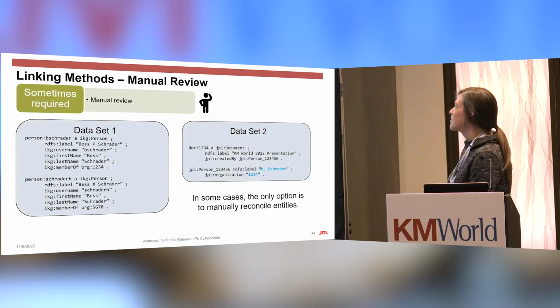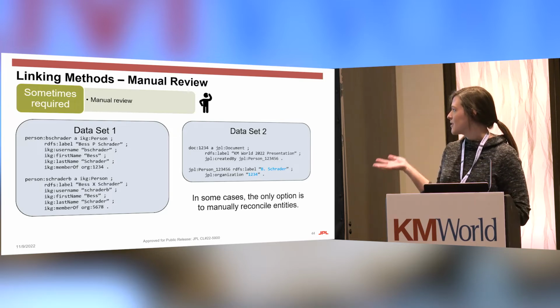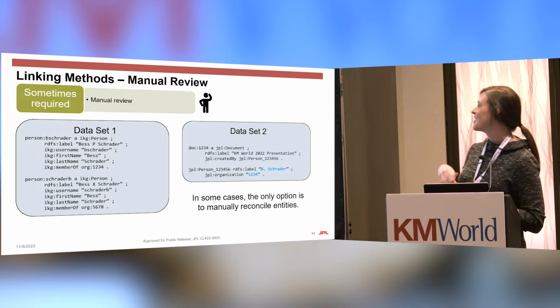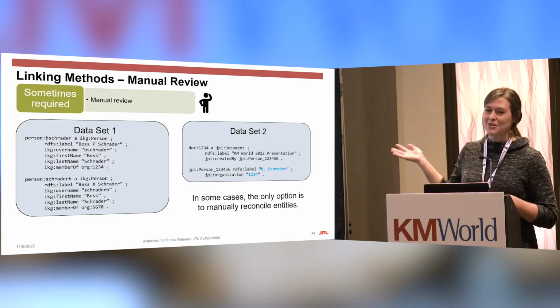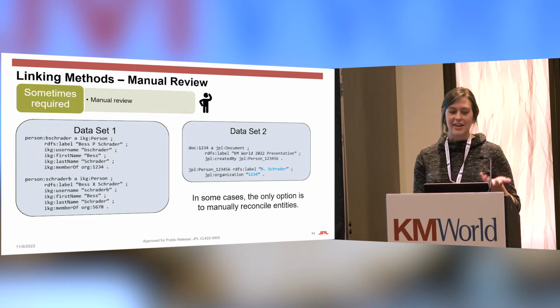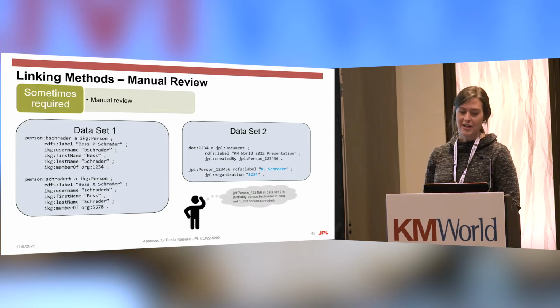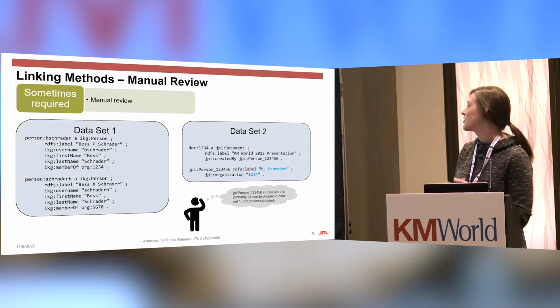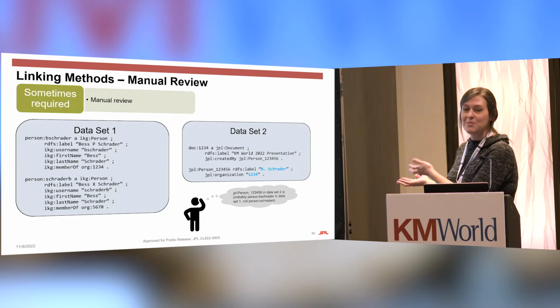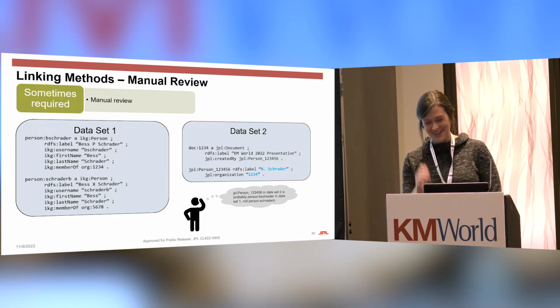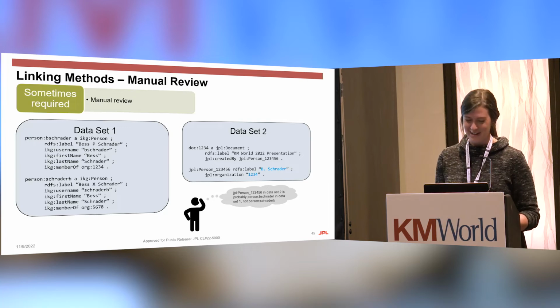And then finally, sometimes we have to do manual review. So in this very unlikely scenario, let's say we have two best Schraders. One is best P. Schrader, one is best X. Schrader. And we know that this document was created by just a B. Schrader. You might need a human being who can go in and say, you know what, I know something about KMWorld, and I know that the person going to KMWorld is best P. Schrader, so that's probably our match. Obviously, this is an incomplete data set because I did not make this presentation by myself and should also be in here, but hopefully this gets the point across.